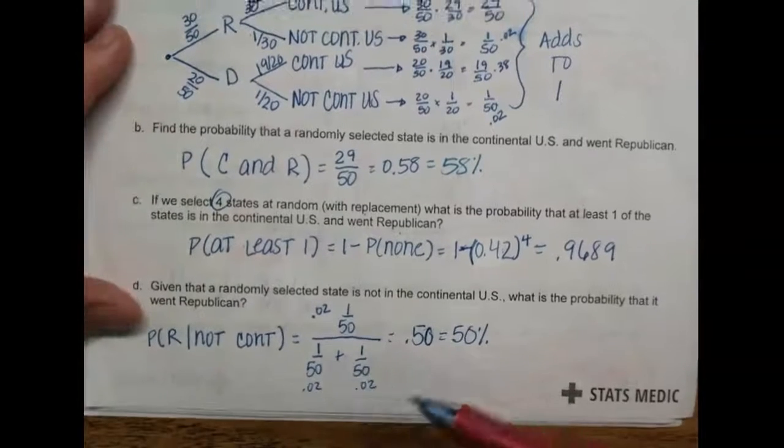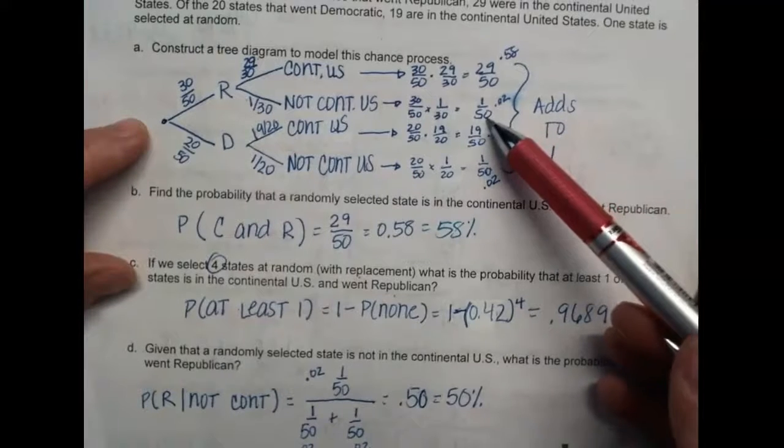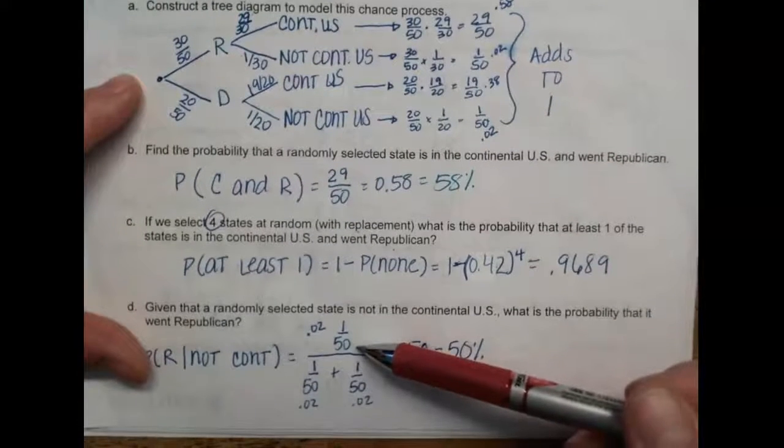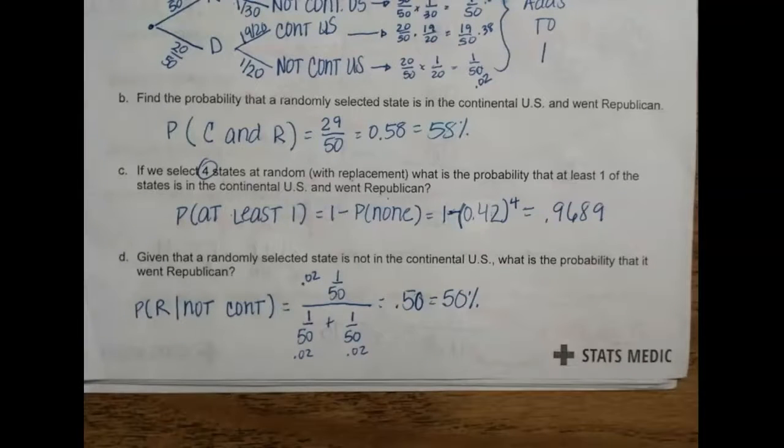And then what's the probability of Republican given that this has happened? Well, that only happened in 1 place, and that's right here, 1 out of 50. So that's where this 1 out of 50 came from. When I do my math down, there's a 50% chance that if they're not from the continental United States, they went Republican. Hopefully that was helpful.